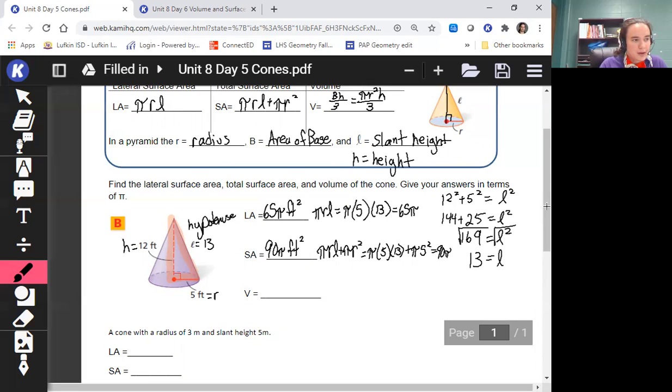And then we're looking for volume. Volume is the area of our base times our height divided by 3, also known as pi r squared times our height divided by 3. So pi times our radius of 5 squared times our height of 12 divided by 3. And that equals 100 pi feet cubed.